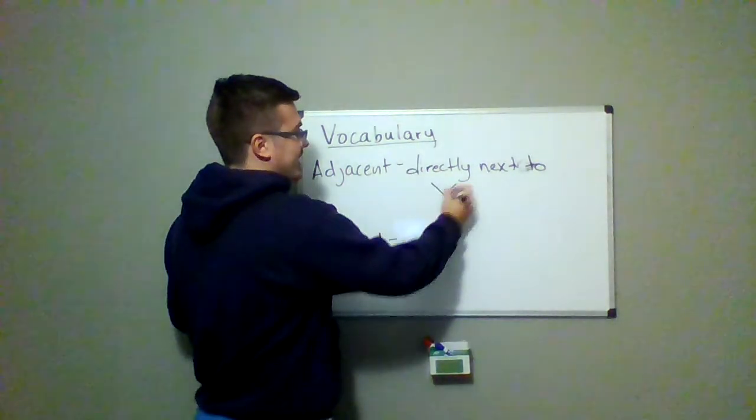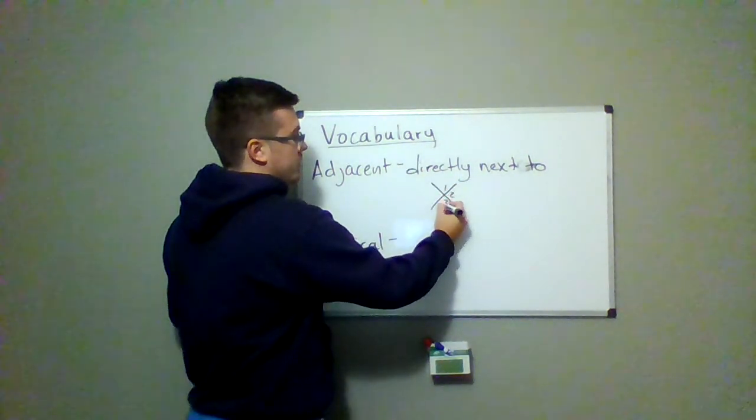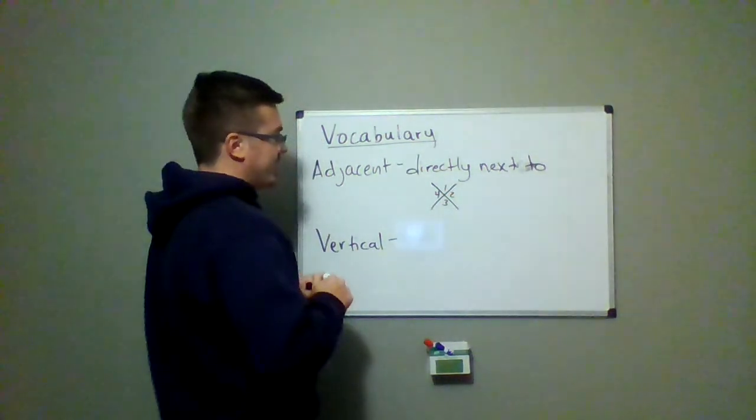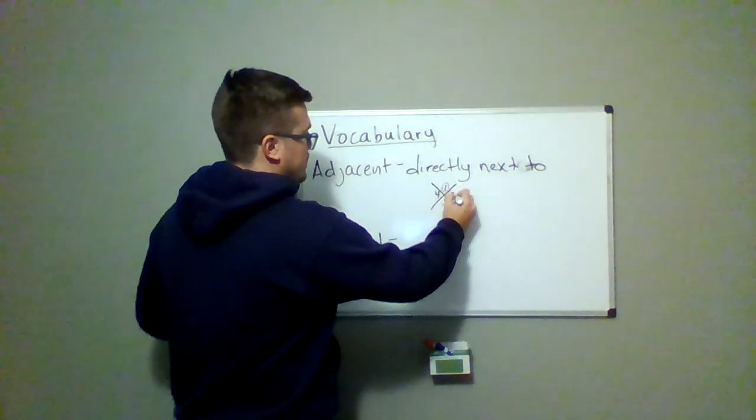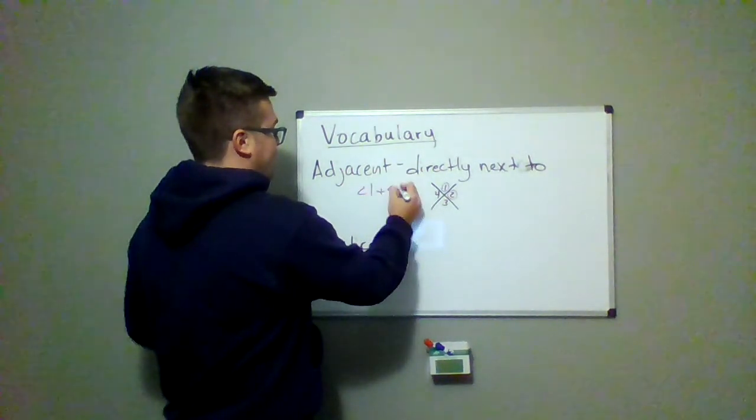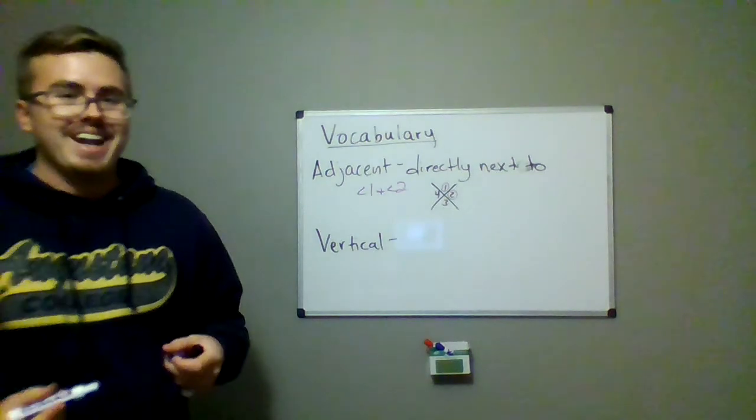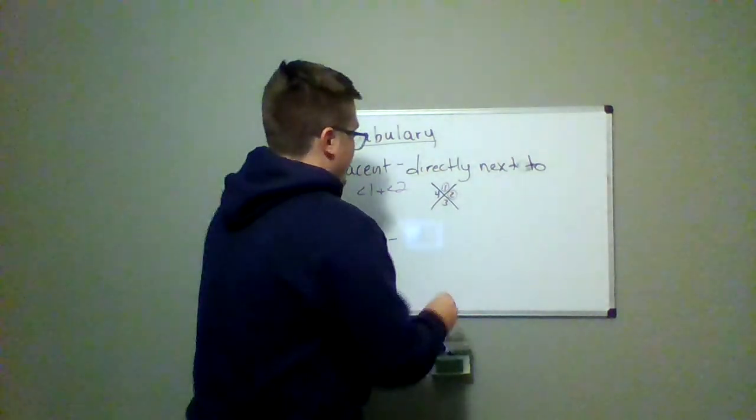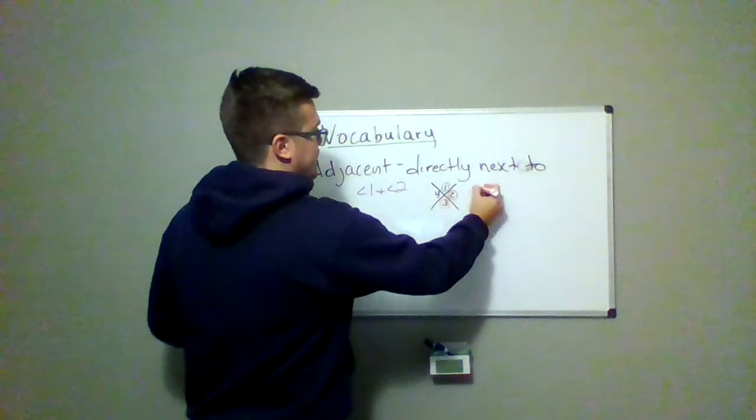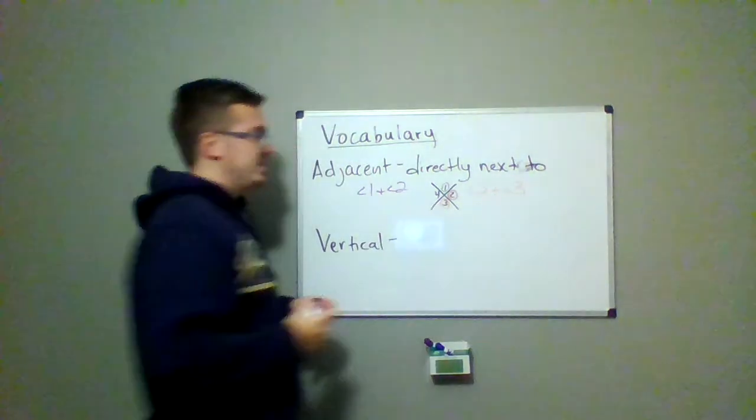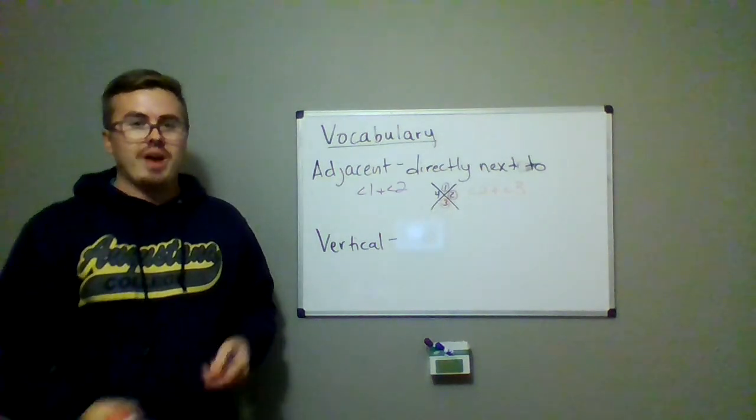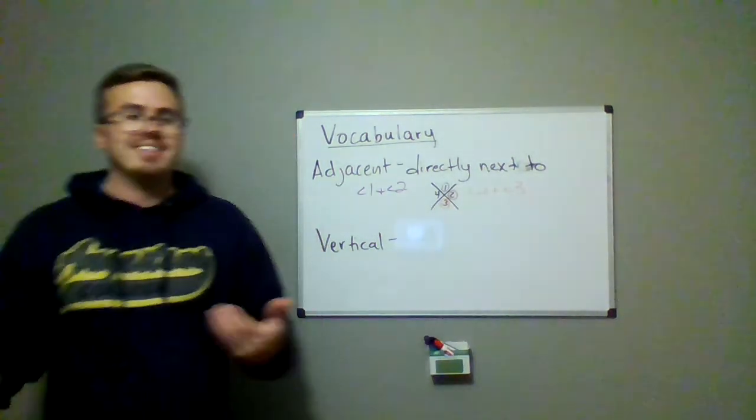So if I look at a diagram here, I've got 1, 2, 3, and 4. I could say that 1 and 2 are adjacent, because they're directly next to each other. So angle 1 and angle 2 are adjacent angles. I could also say that 2 and angle 3 are adjacent because they're directly next to each other. There's not an angle in between those two angles. So adjacent just means that it's directly next to.